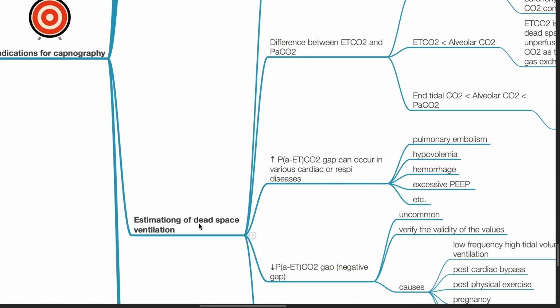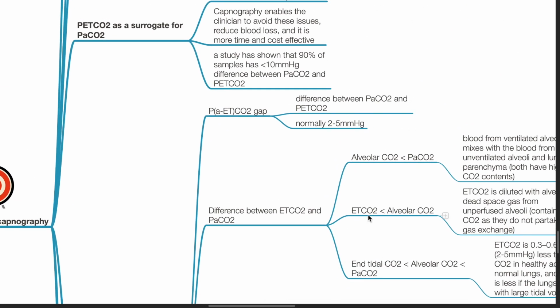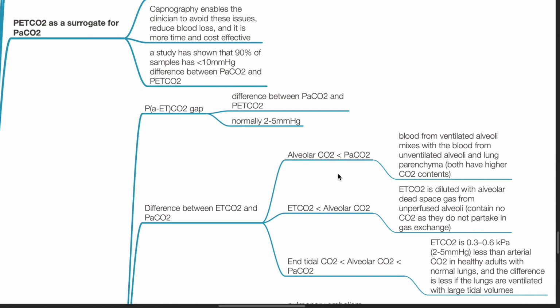Estimation of the dead space ventilation. The PaEtCO2 gap is the difference between the PaCO2 and the PEtCO2 and is normally 2 to 5 mm mercury. The difference between EtCO2 and PaCO2.